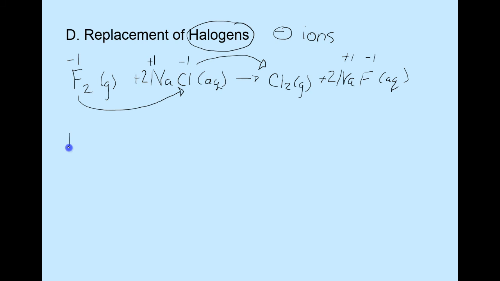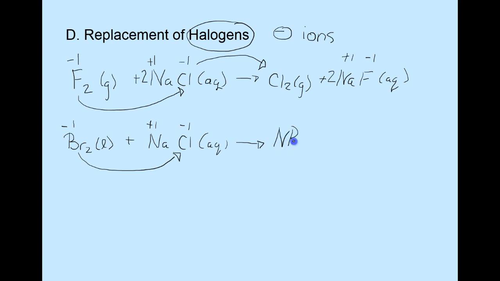Let's take a look at another one. We have bromine, Br2, which is a liquid. It's going to react. Let's use sodium chloride again, NaCl. It's aqueous. Sodium's positive 1, chlorine is negative 1. Bromine is negative 1. So bromine, like fluorine, will kick the chlorine out if it's more reactive. Look on your activity series. It's a separate little box at the bottom of your paper. Bromine actually is lower on the list than chlorine, so therefore this reaction will not take place. It is a no reaction.